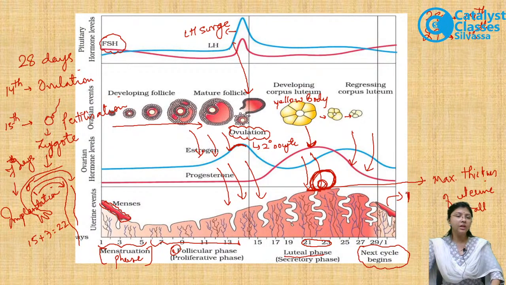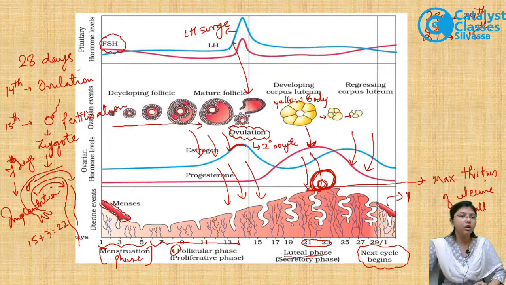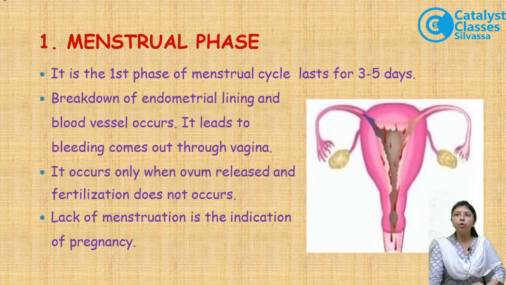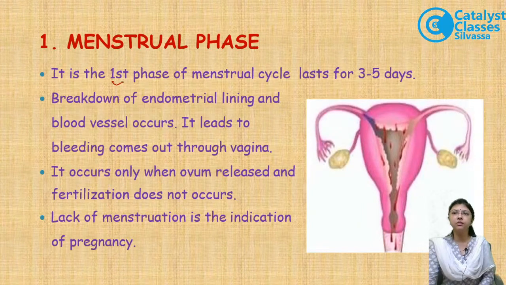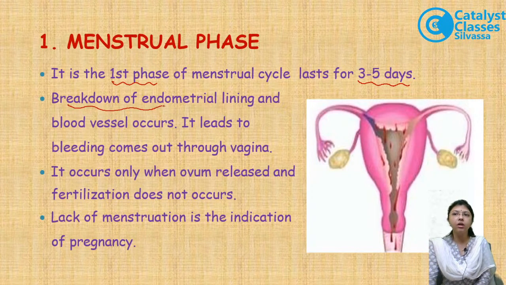Did you now understand, students, the complete idea of the menstrual cycle? It is very, very important to understand this. Now moving forward to just the theory part. As you can see, the menstrual phase is the first phase of the menstrual cycle, which is going to last for 3 to 5 days. And what happens in this menstrual phase? Breakdown of the endometrial lining as well as the blood vessels.